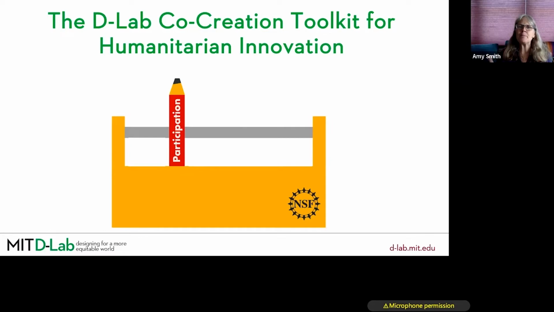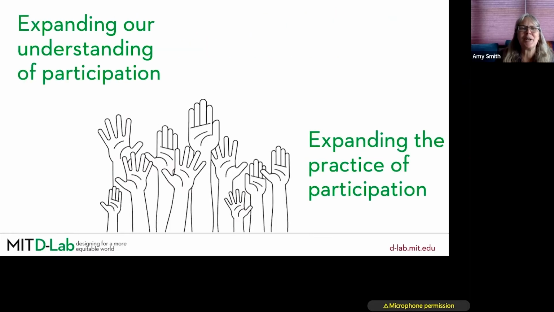So we've developed a whole bunch of tools about this. And in fact, we could do an 8-hour workshop on just participation. But instead, what I'll do is just walk you through conceptually what those tools are. So the goal of this module is to, first of all, expand our understanding of participation and expand the practice of participation.